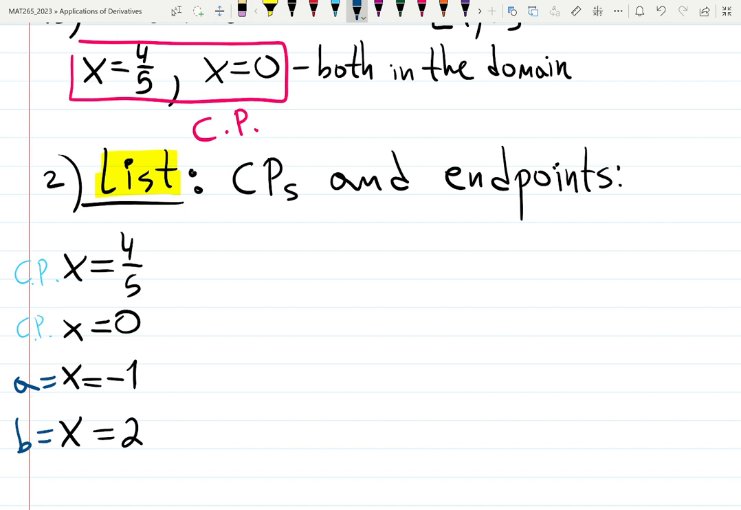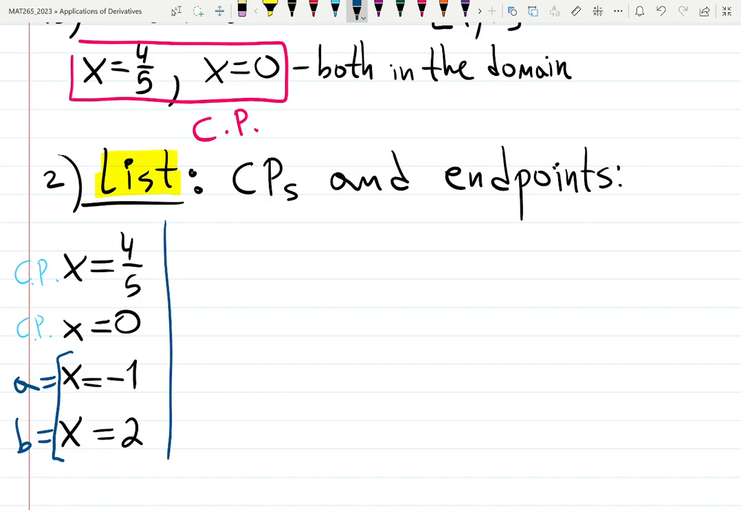Here's your list. Make a list. This is my way of organizing the information. You don't have to do it this way. You have to plug it all into the original function, but I like to put this in a closed interval like so. How you organize it is your choice. I like it this way.